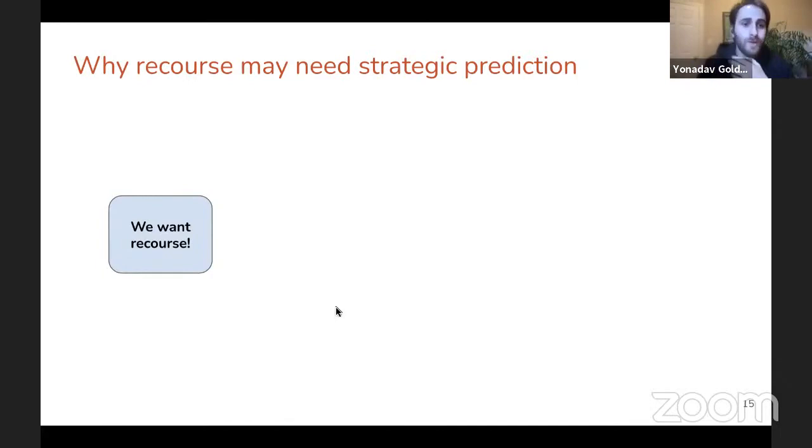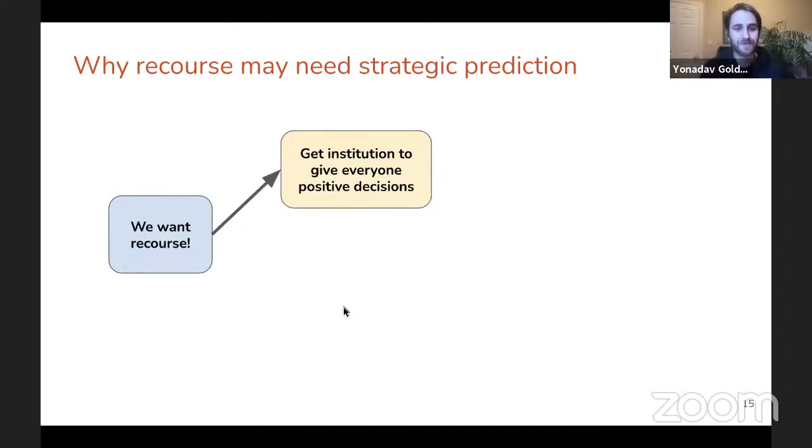Now the standard response to us wanting to give people more recourse is, well, let's just tell the institution to give everybody a positive decision, or give everybody a positive decision if they take the necessary actions, right? That is how we maximize recourse. But then you have to ask yourself, if we're giving everybody a positive decision, then did we really need to use machine learning in the first place?